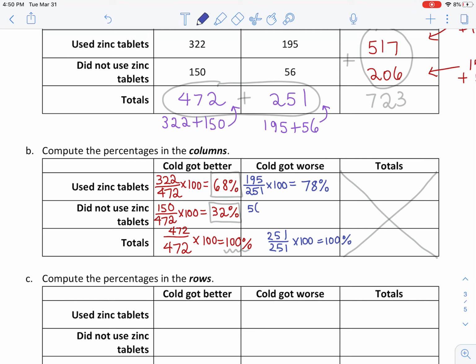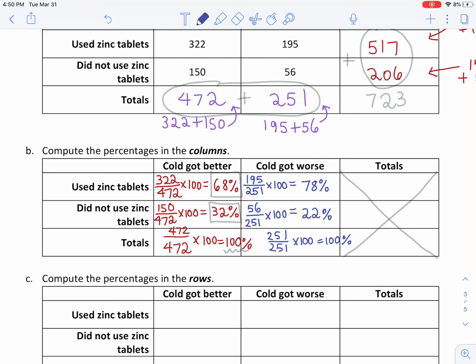Okay. Now, how about the other number? 56 of them didn't use a zinc tablet, and these are out of all 251 people whose cold got worse. 56 divided by 251 times 100. That's going to be 22%.